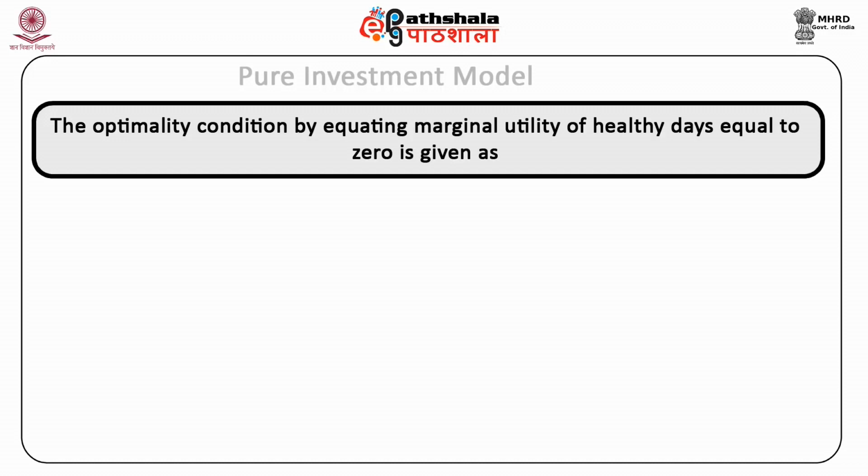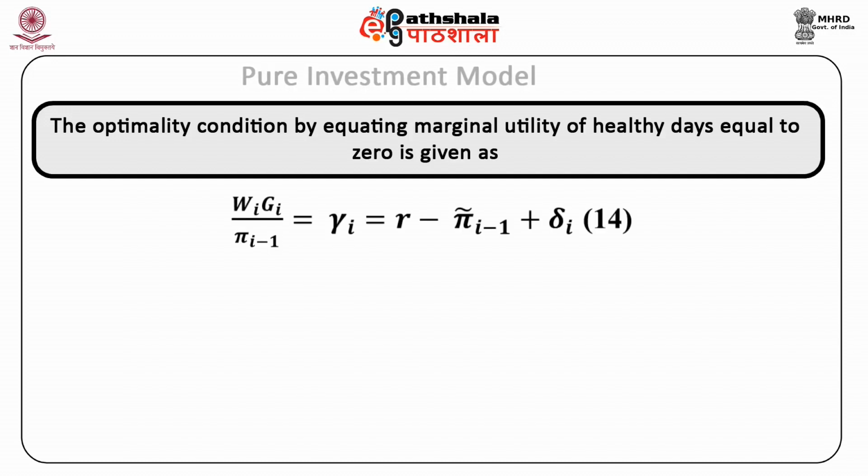The optimality condition, obtained by equating the marginal utility of healthy days to 0, is given as Wi into Gi upon pi i minus 1 is equal to Yi is equal to R minus pi delta i minus 1 plus lambda i. Equation 14. It is assumed that gross investment is greater than 0, as 0 gross investment will result in cost of capital always greater than its marginal benefits.